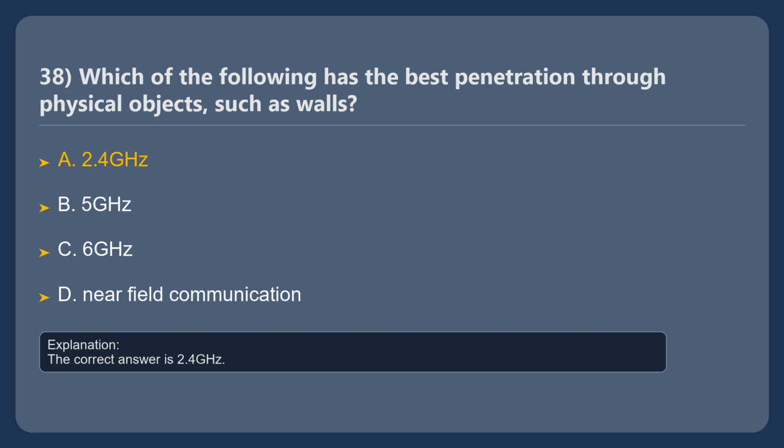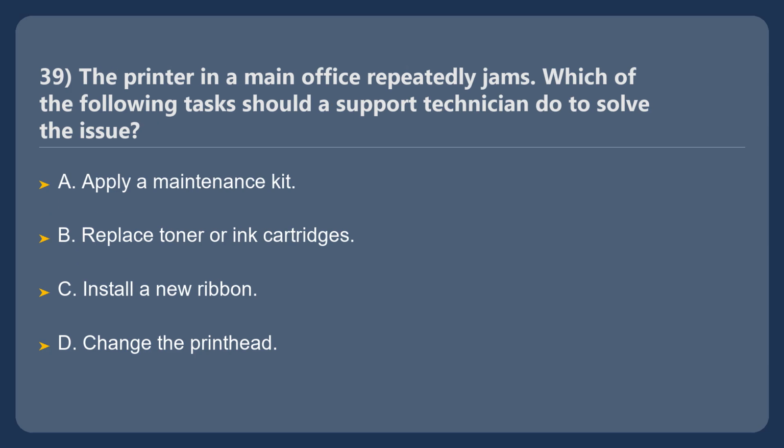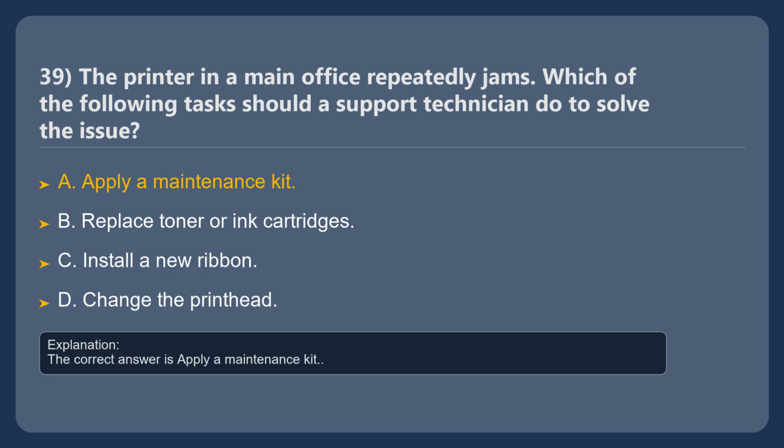Question 39. The printer in a main office repeatedly jams. Which of the following tasks should a support technician do to solve the issue? Option A, apply a maintenance kit. Option B, replace toner or ink cartridges. Option C, install a new ribbon. Option D, change the print head. The correct answer is option A, apply a maintenance kit.